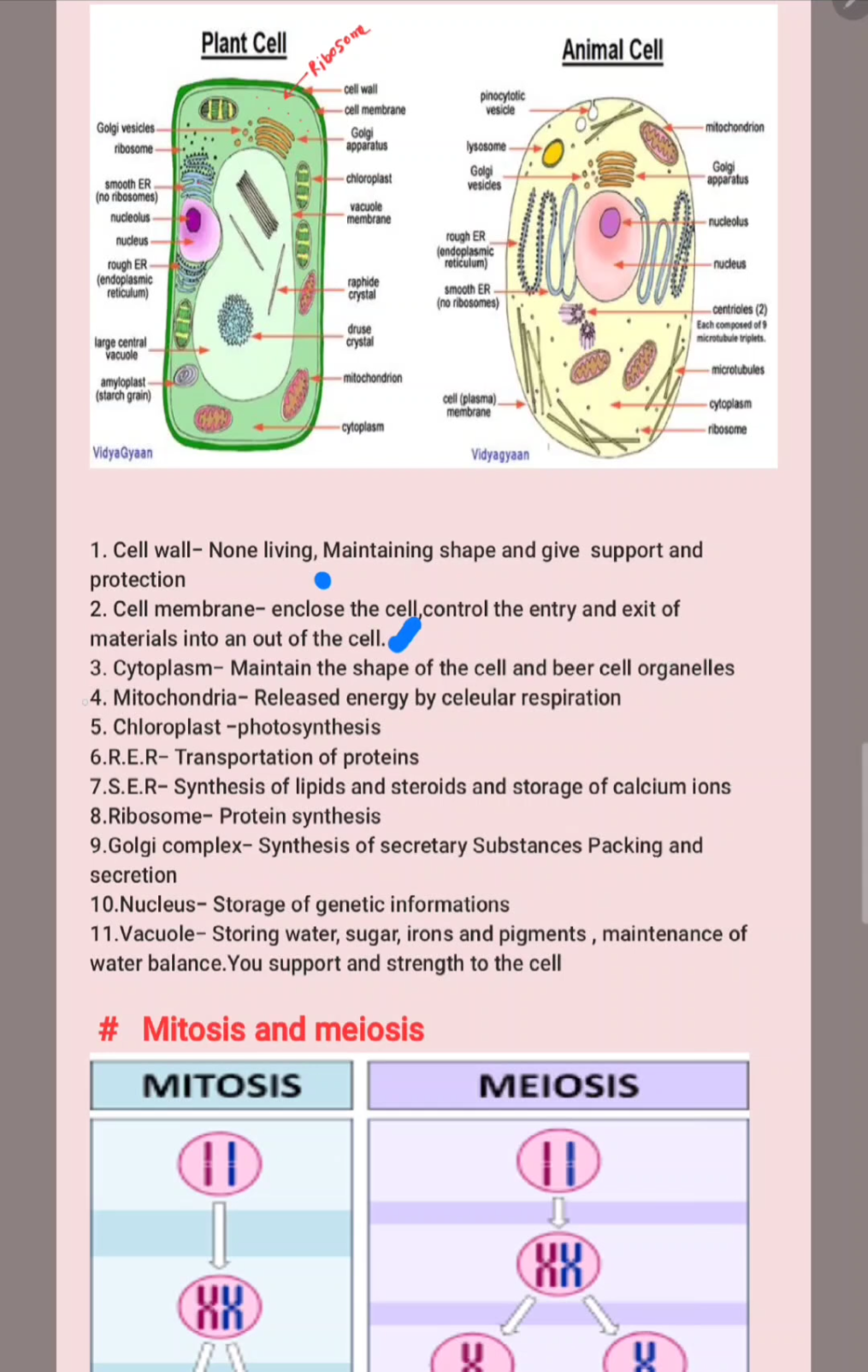Now from fourth number onwards they are called cell organelles.